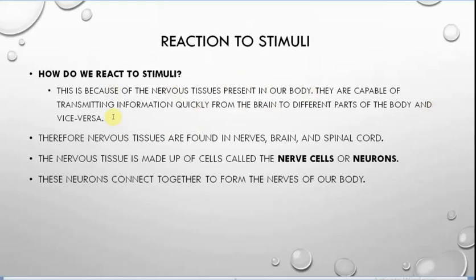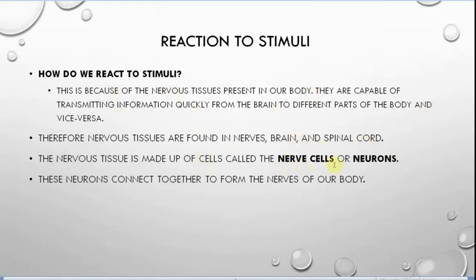So how did you come to know that you are feeling hot, and that you have to remove your hand? It is because of the action of the nervous tissues present in our body. The nervous tissue has transmitted the message. Therefore, nervous tissues are found in nerves, the brain, and the spinal cord. The nervous tissue is made up of cells called nerve cells or neurons.